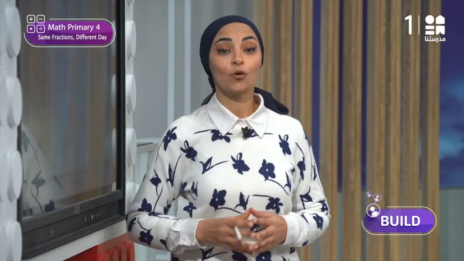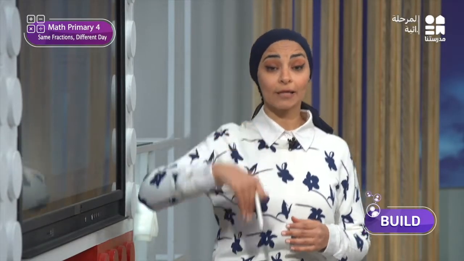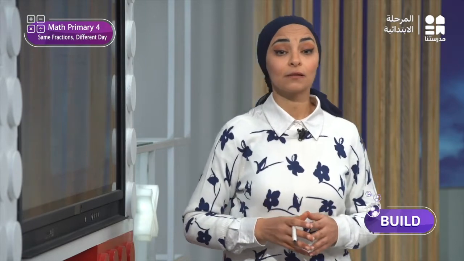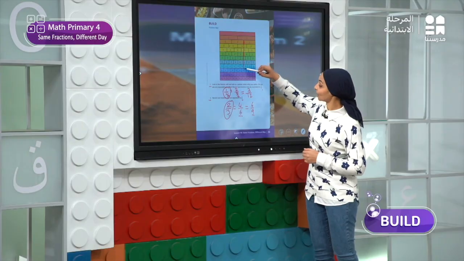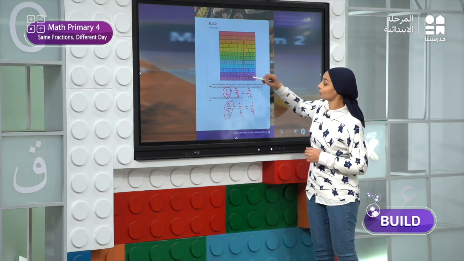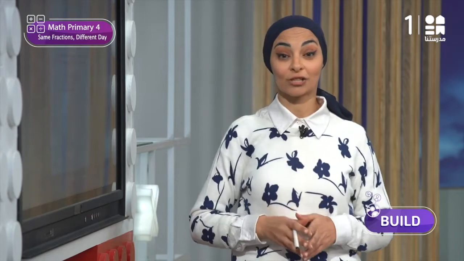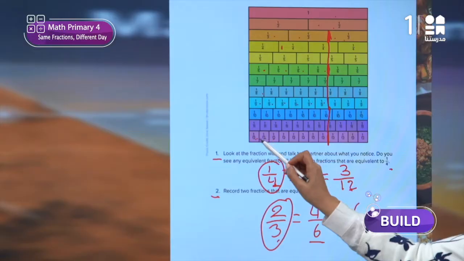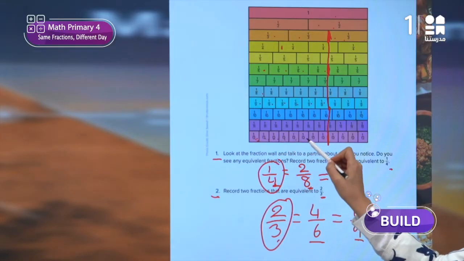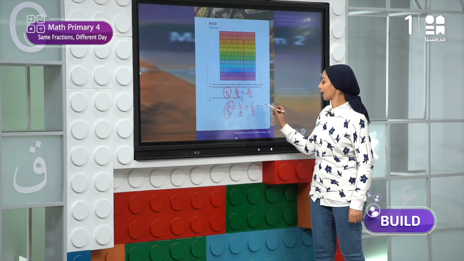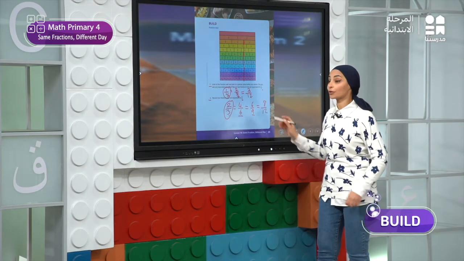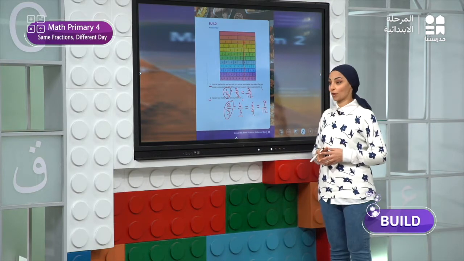Can someone tell me, miss, if we go down again to the fractions that have a denominator of 12? If we keep going until I find the fraction that has a denominator of 12, I will count or I will see an equivalent fraction. Come, let's count the parts. 1 2 3 4 5 6 7 8. So again, 8/12 is another equivalent fraction to this one.